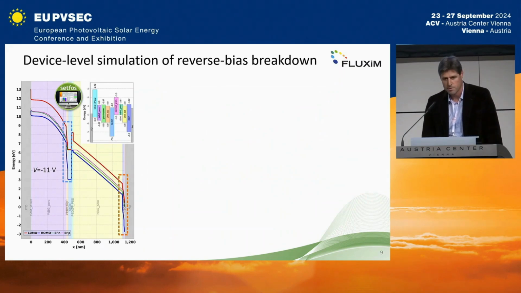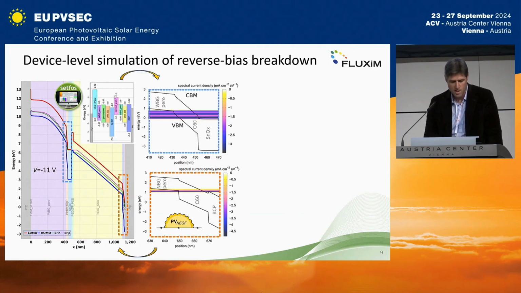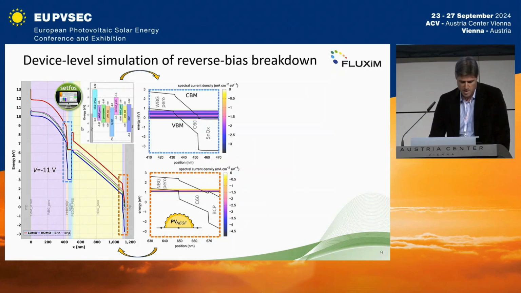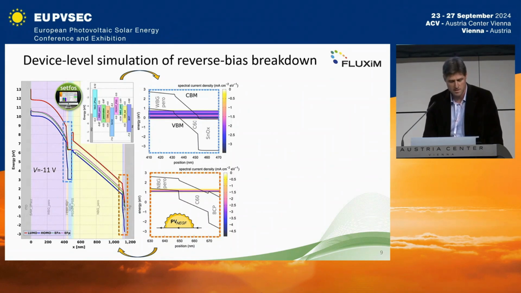Now for the reverse bias regime investigation, we also start from the device level simulation with drift diffusion. But then we need to couple this to a quantum transport simulation for the breakdown in these high field regions here. So actually this resolves the whole contact region, so it's not really limited to a single material.